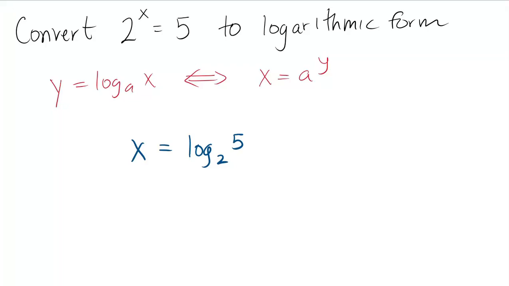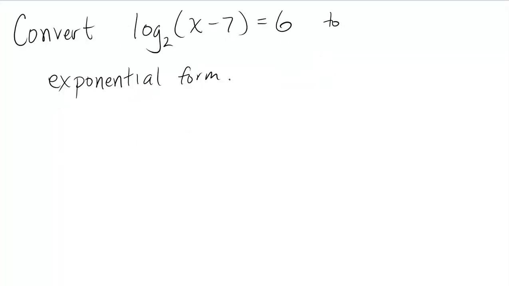Here's an example going the other direction. Convert log base 2 of x minus 7 equals 6 to exponential form. Here you'll see the power of this rewrite because we'll be able to solve the equation if we were asked to. Let me again remind you of the translator. We say that y equals log base a of x if and only if x equals a to the y. Now we're going from the logarithmic form and writing it in the exponential form. How do we do that conversion?